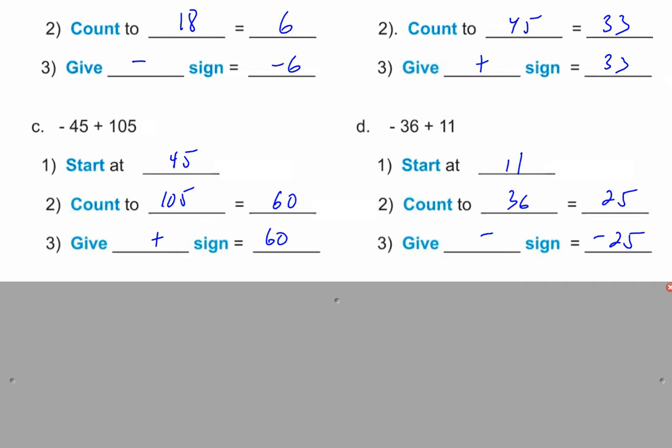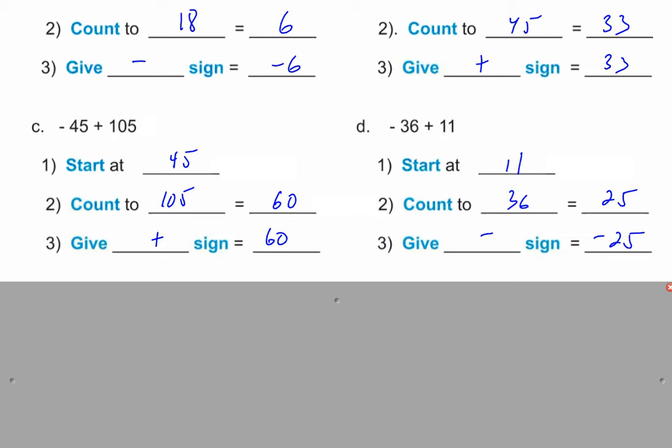You guys do C. On 3, give me your answer to C. Here we go. 1, 2, 3. Start at 45. Final answer for C is 60. 60, right? Positive 60. All right, good. On 3, give me your final answer for D. Here we go. 1, 2, 3. Negative 25. Positive or negative? Negative.